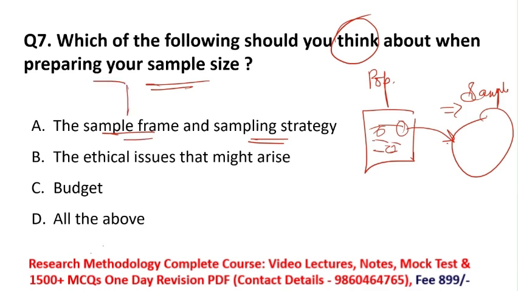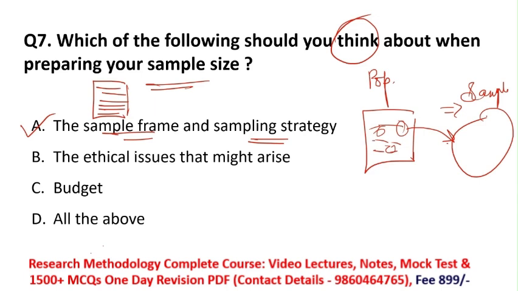What is a sample frame? A list in which your population members' names are present, in a proper list. So you should make your sample frame, a list in which the whole population members' names are mentioned. And sampling strategy means how you are selecting your samples. You are selecting randomly, or you are selecting according to your convenience. So this matters. So here you should think about the sampling frame and the sampling strategy while selecting your sample size.